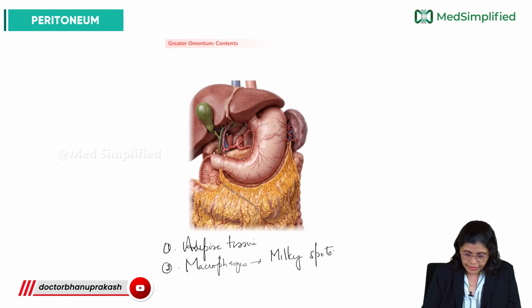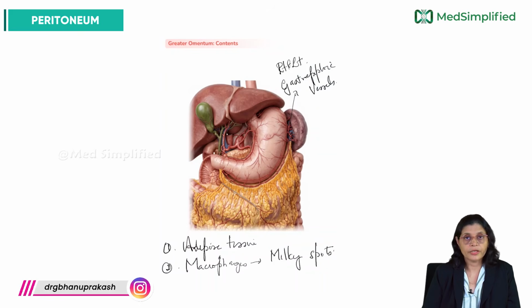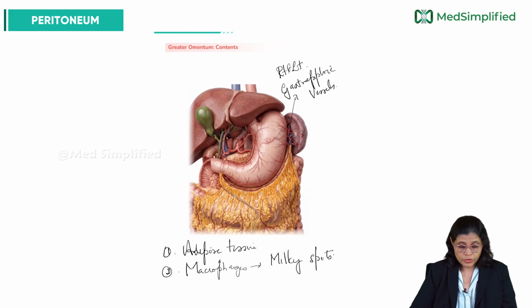Other than this, near the greater curvature here, we also see the right and left gastroepiploic vessels. The right and left gastroepiploic vessels are seen along the greater curvature. So what is the function of this greater omentum now? It stores a large amount of fat. So it acts as a storehouse of fat.